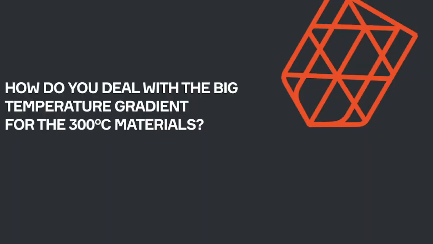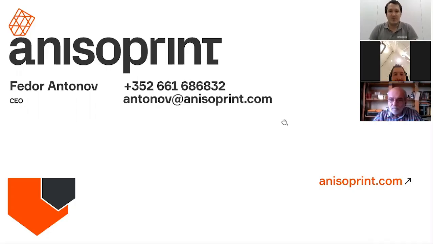How do you deal with the big temperature gradient for the 300 degrees C materials? So the temperature gradient, which type of problems can it cause? First of all, I think the problems you can have are warpage and interlayer bonding. At 300 degrees C, it's actually not so critical.